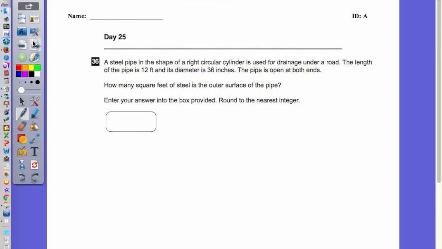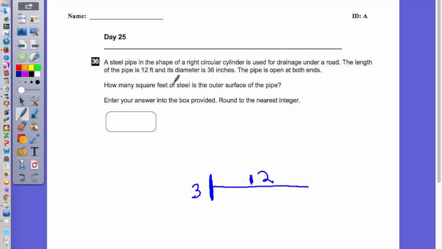Okay, number 36. A steel pipe is in the shape of a right circular cylinder and is used for drainage under the road. The length of the pipe is 12 feet long and its diameter is 36 inches. 36 inches is how many feet? 3.